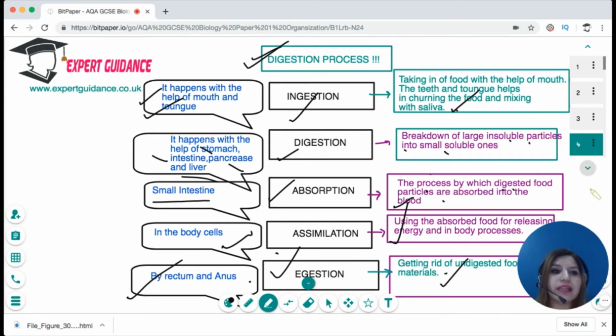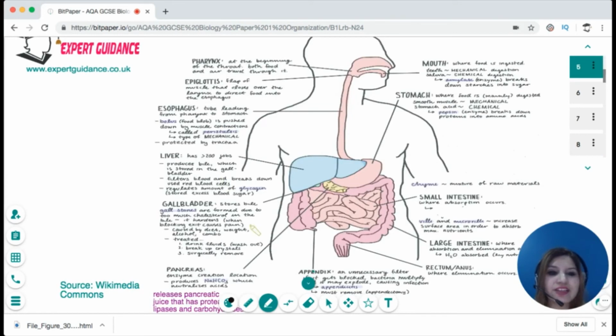Okay, now let us just quickly summarize this entire digestion process. So it starts with the mouth, where food is ingested, mechanical digestion starts, and amylase is mixed, which starts to break down the starch into the sugars. Then it is the pharynx, which is at the beginning of the throat, and both food and air travel to it. Then there's a small flap called epiglottis. Epiglottis is a flap of muscles that closes the windpipe so that the food does not get into the windpipe, and it directs the food into the esophagus.